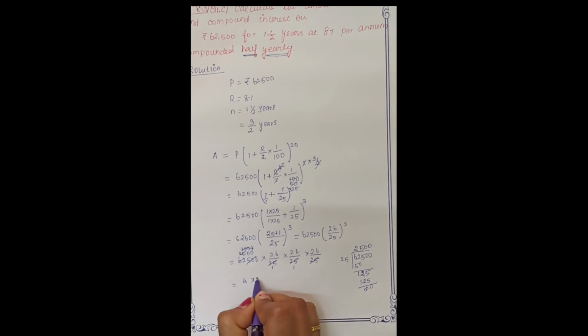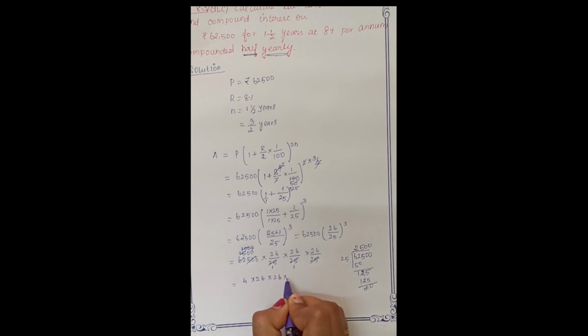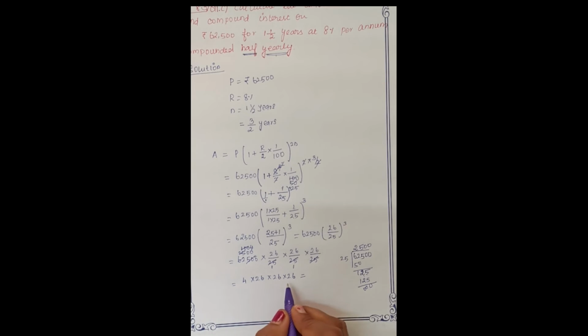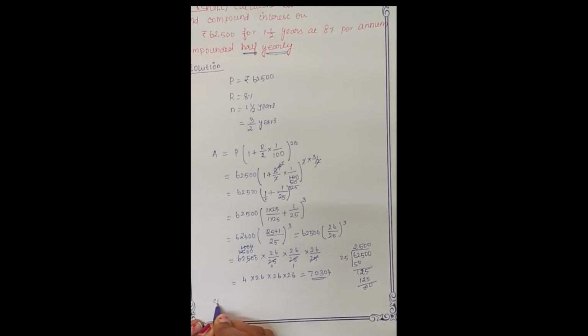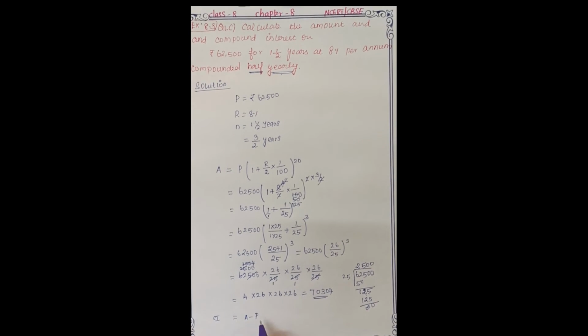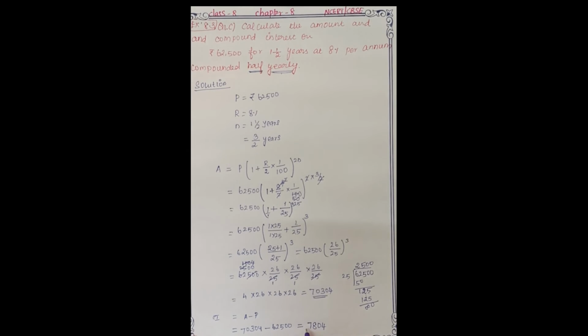So 4 into 26 into 26 into 26. If you multiply all these, 26 cubed into 4, we get 70,304. This is the amount, and compound interest is amount minus P. So amount is 70,304 minus principal 62,500. If we subtract this, you will get 7,804. Rupees 7,804 is the compound interest.